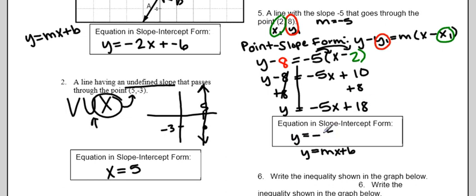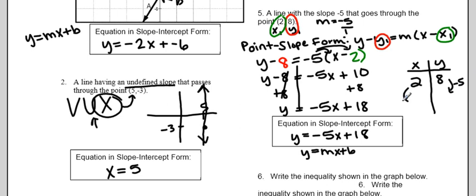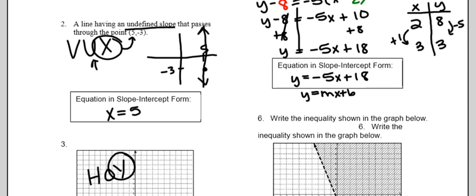So that's my equation. Now some of you really like to make tables, and that's okay. So if you chose to make a table here, you could totally do that. Our slope would be negative 5 over 1, so you would subtract 5, add 1, and that would give you your same equation.